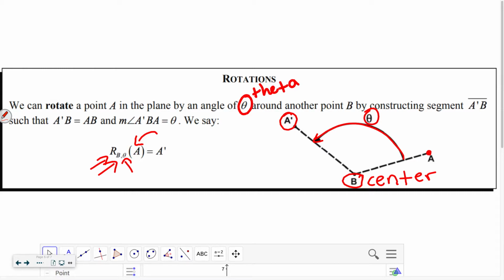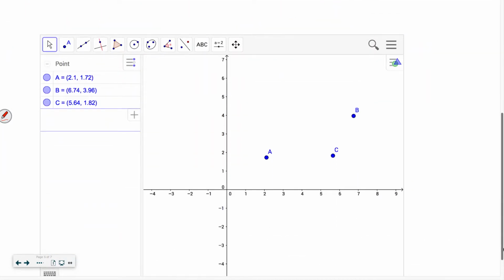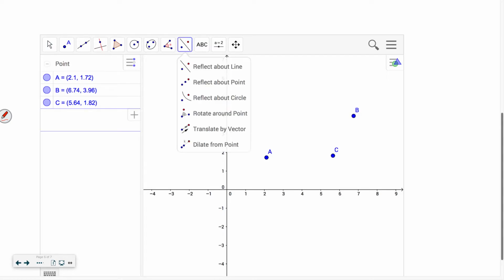So what do circles have to do with any of this, okay? Notice we're traveling around a circle. Point A is traveling around a circle. If we finish this construction with a compass, we'll end up with a circle. Let's see how that's applicable here. So here in GeoGebra, we have point C, which is the center. Then we have A and B, okay? So I want to rotate A around C. How do I do that, okay?